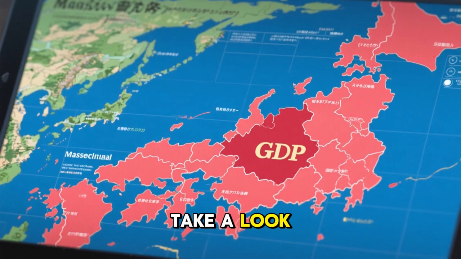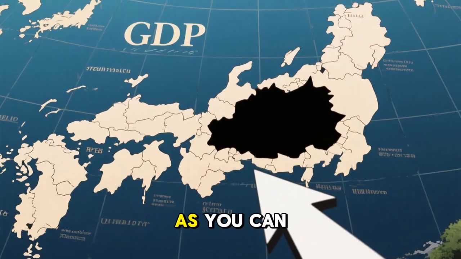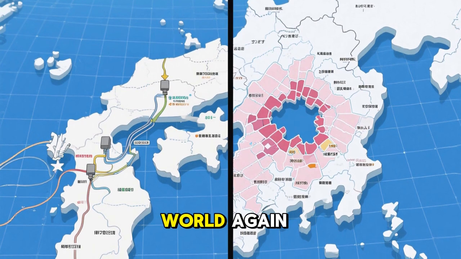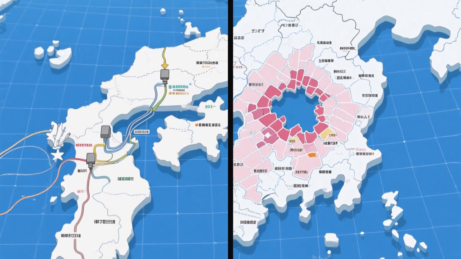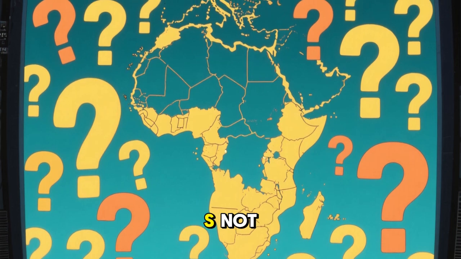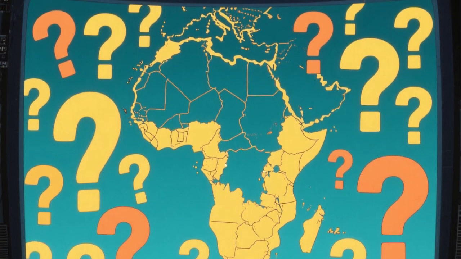Like, for example, take a look at this map showing global GDP per capita. As you can see, it's missing the same area. Here's another one. Access to electricity in the world. Again, that area is missing. How about population density? It's the same story. That part of Africa, it's not there. So what gives? What is going on here?